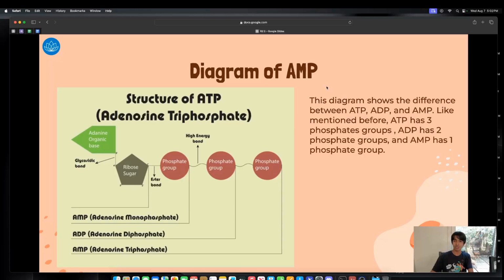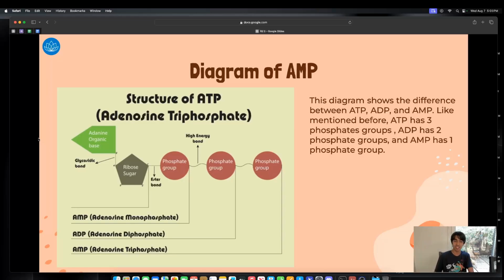So this diagram shows the difference between ATP, ADP, and AMP. Like mentioned before, ATP has 3 phosphate groups, ADP with 2, and AMP with 1 phosphate group. So you can see this, right? And there's a difference in the amount of phosphate groups they have, and when phosphate groups release or detach, they release a lot of energy, right?